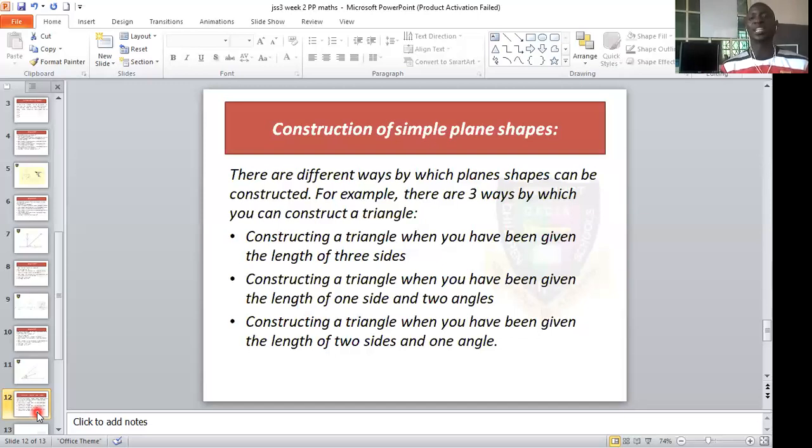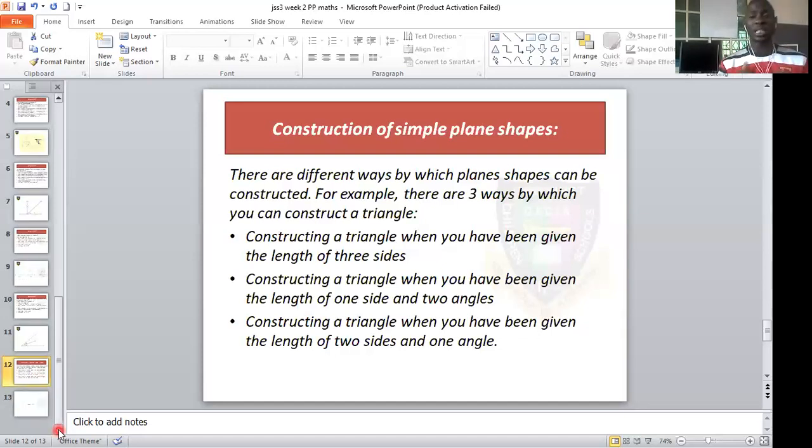The third one says you can be given 2 sides and 1 angle. All you need to do is measure the length of the 2 sides given and construct the other angle given. The angle can be given as 30 degrees, 60 degrees, 90, 120, 135. Any angle can be given. So all you have to do is construct the angles and connect the points together to give you a triangle. So this is what we'll be taking in this class.